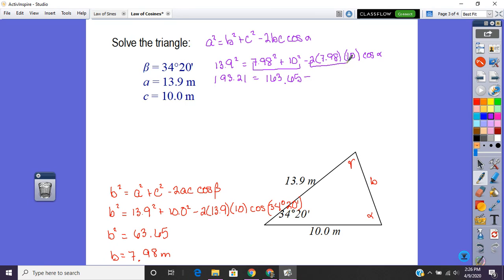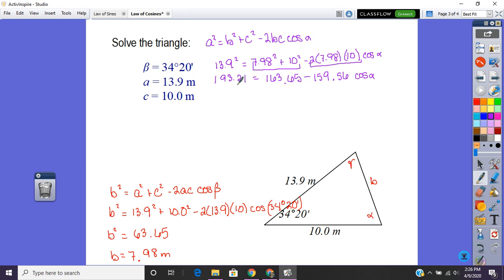Minus, now I'm going to multiply these things. So I'm going to have 2 times that exact value there, times 10. So I'm going to have minus 159.56 cosine alpha. I cannot combine these two things because this one is being multiplied times cosine alpha. So instead of thinking this is cosine, think of this as like a giant variable x. So if I had 193.21 equals 163.65 minus 159.56x, how would I solve it?